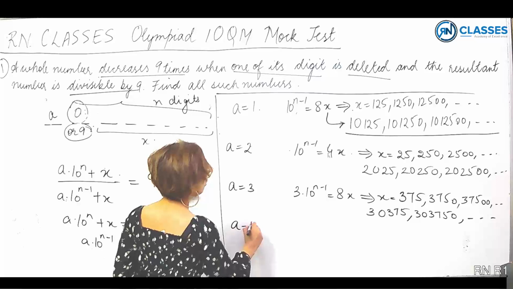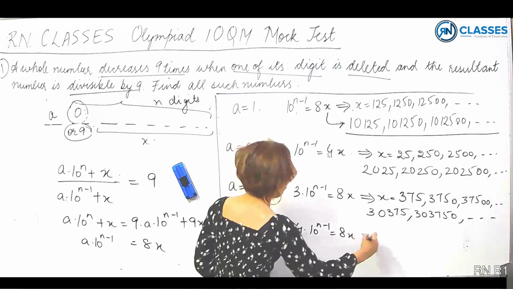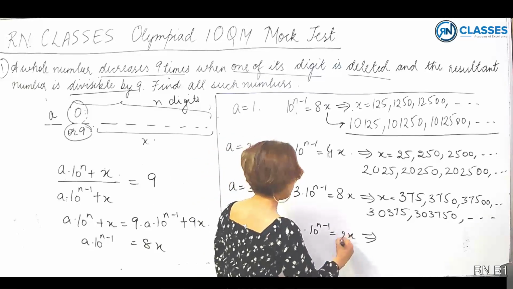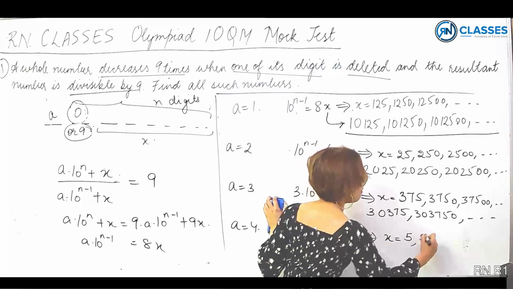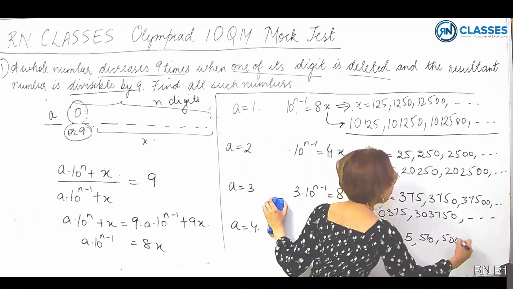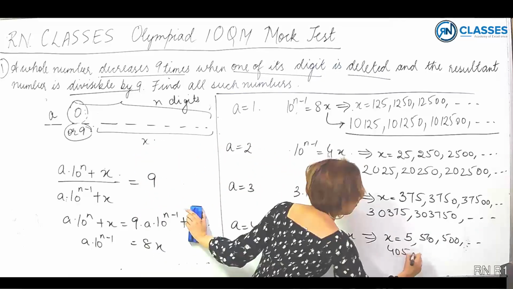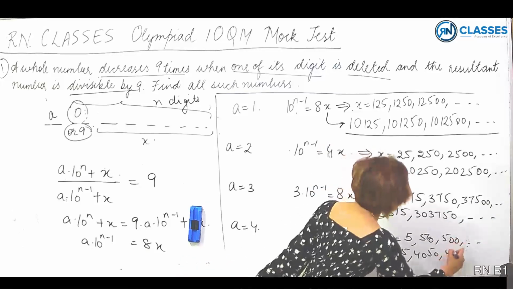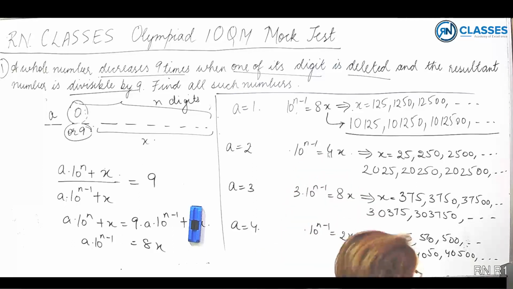Then you can put a is equal to 4. So 4 into 10 raised to n minus 1 equal to 8x. From here, ये 2 cancel, यहाँ पे 2x आ जाएगा in fact. So यहाँ पे आया 5 से start हो जाएगा in fact. x equal to 5, then 50, then 500, and so on. My number would be 405, 4050, and then exponentially more zeros, and so on. In this way, you can proceed.